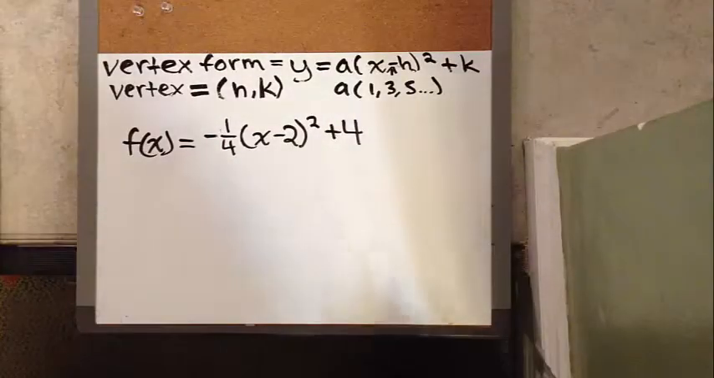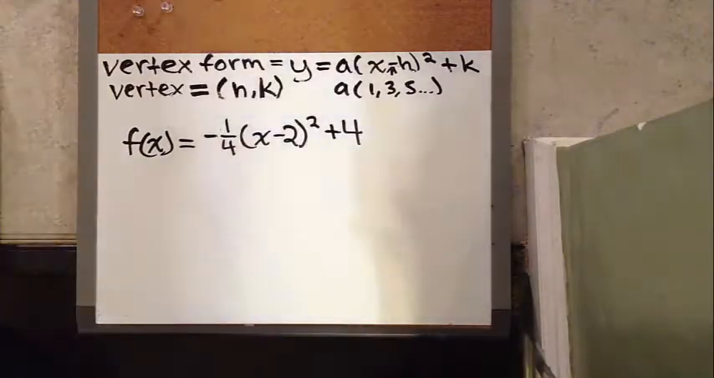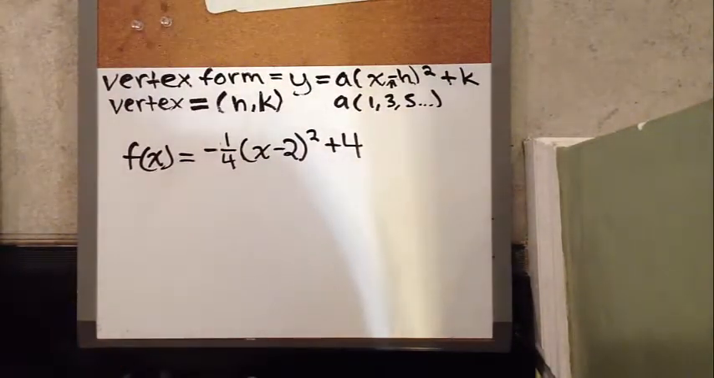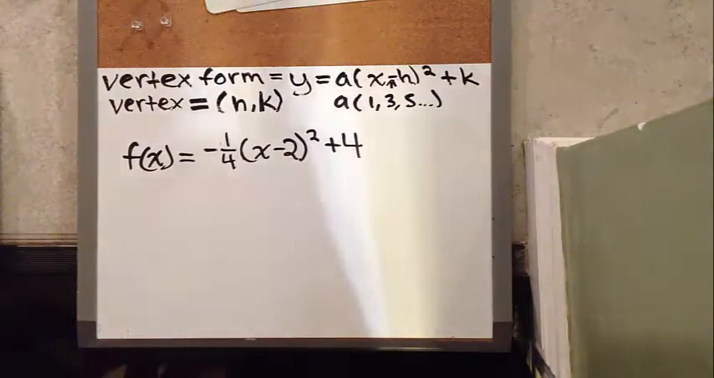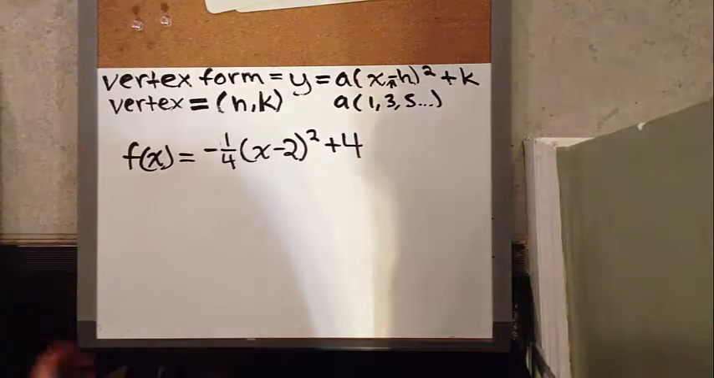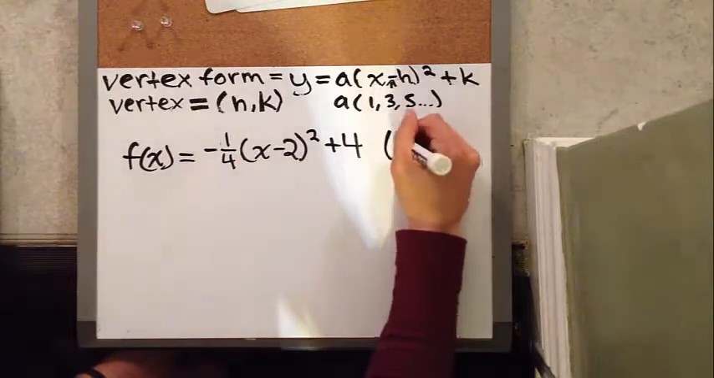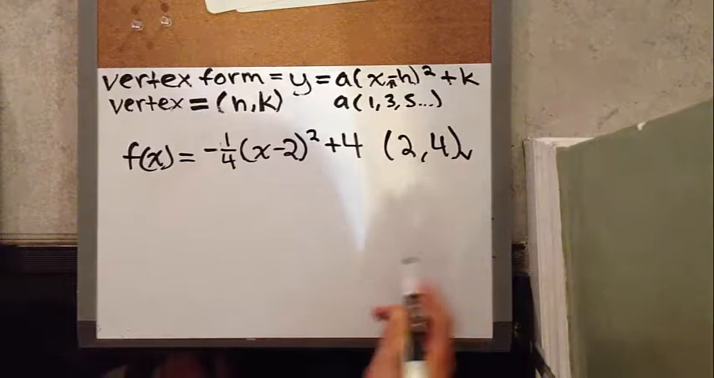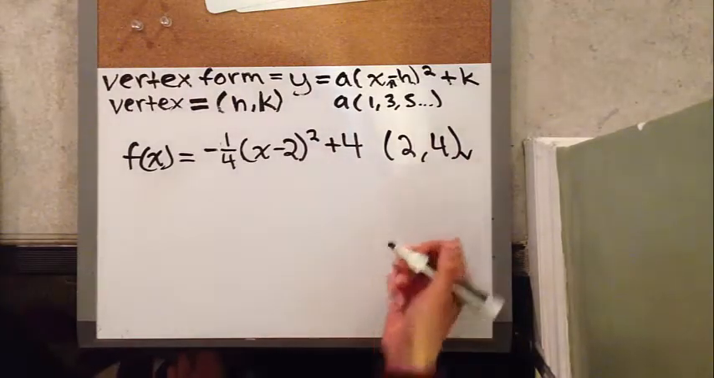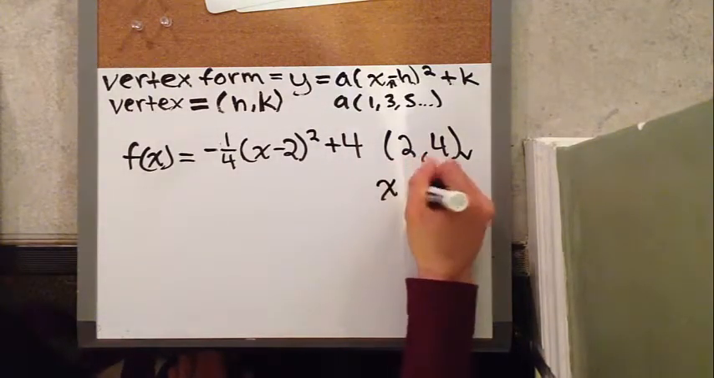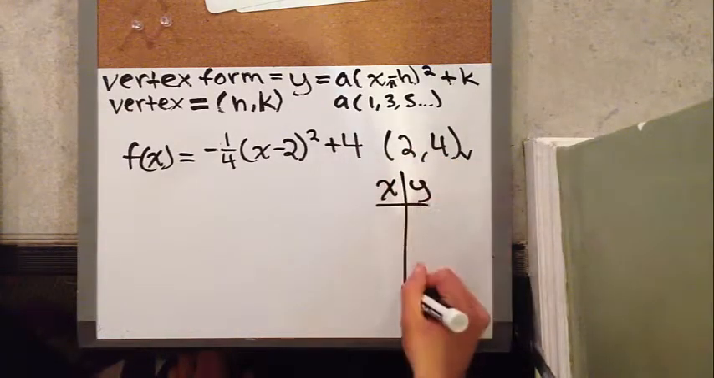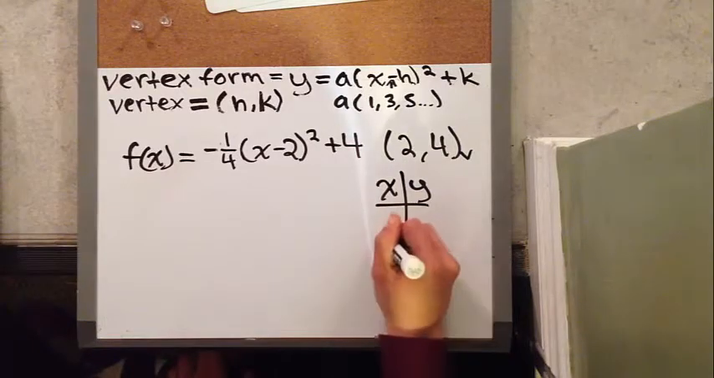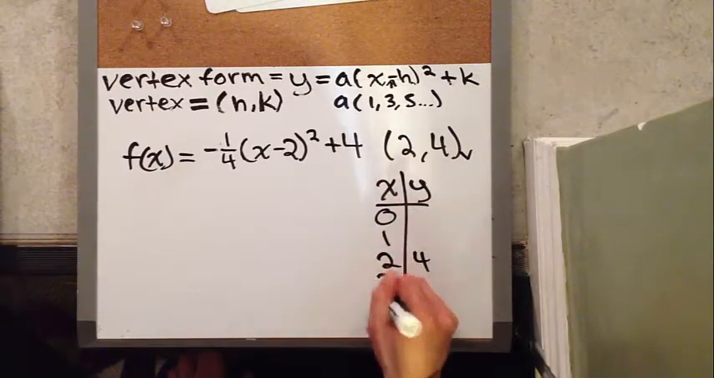Alright, now we are on our last vertex form practice problem, and it is slightly different from the other ones, still not that difficult. So as always, we first find our vertex, which is (2, 4). We plug that into our xy table. And there we go. 1, 3, 4.